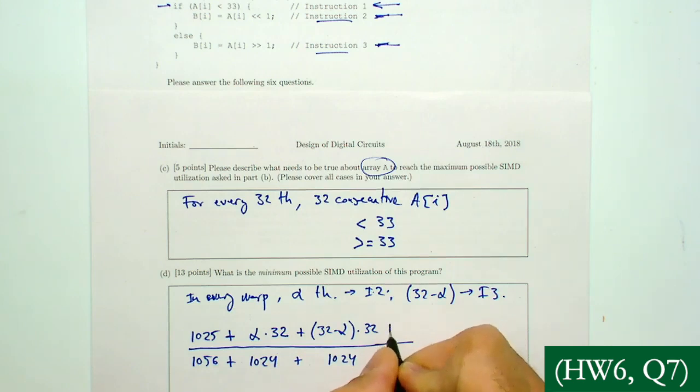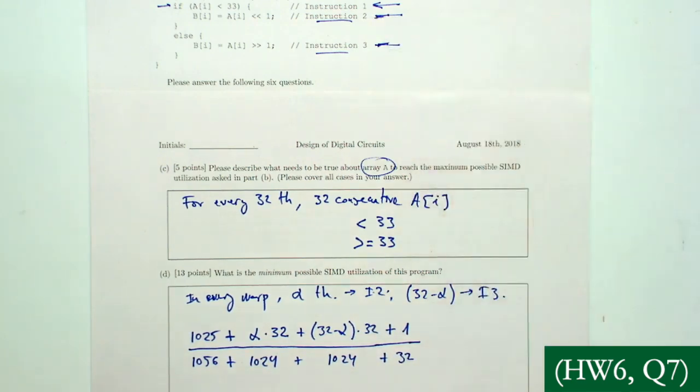And then we have the last warp. We don't care if this last thread executes instruction 2 or instruction 3. The result is not going to change, but it's only one thread every 32 threads that belong to the same warp. So this, as you can calculate yourself, will be 1,025 divided by 1,568. And that's the minimum SIMD utilization in this program.